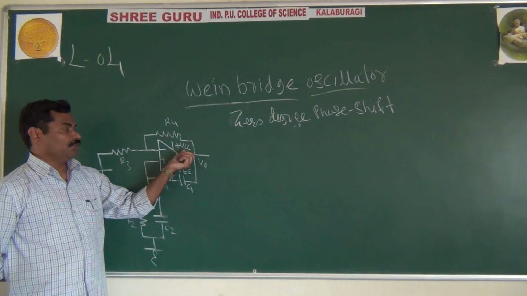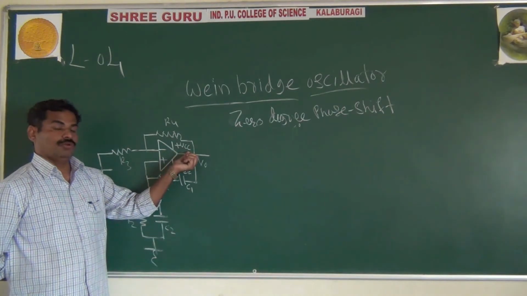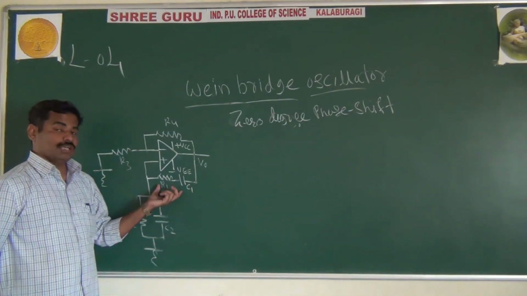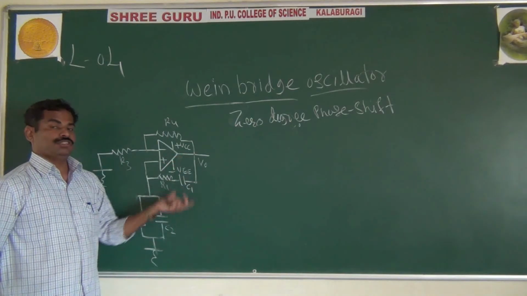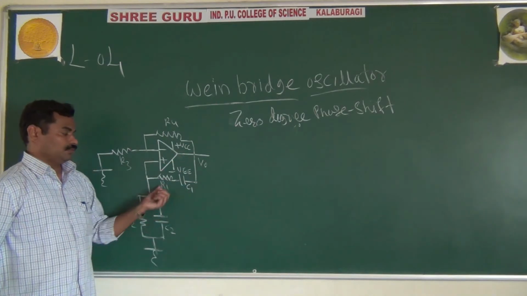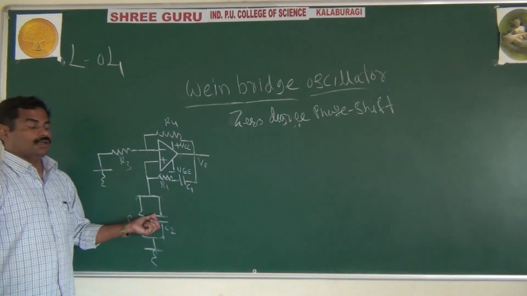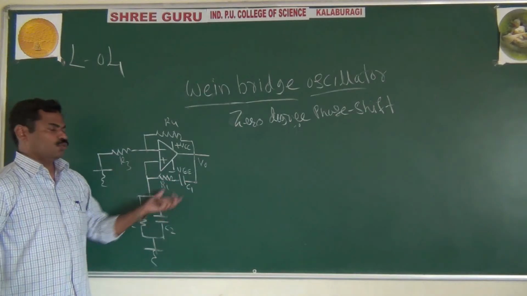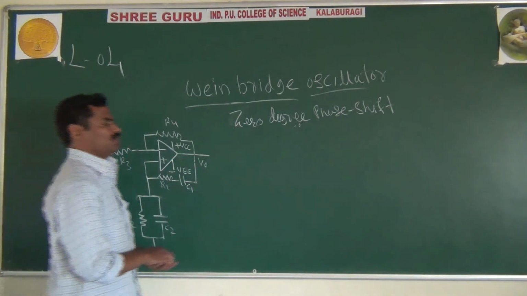In this we have different frequency output. In that different frequency output, your bridge network selects only one particular frequency. The remaining frequencies are rejected by the bridge circuit. Right? And what frequency will it select? Only whenever the bridge is balanced.